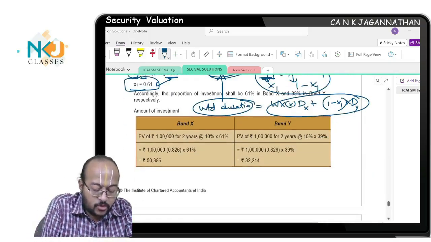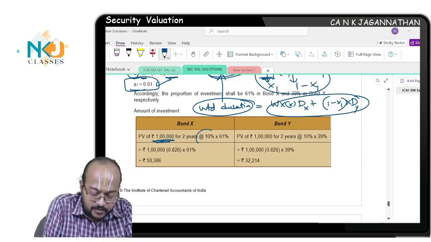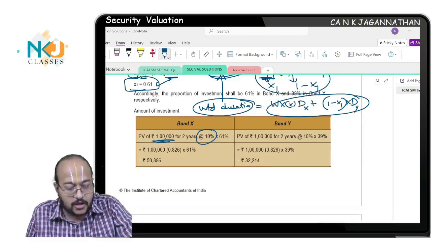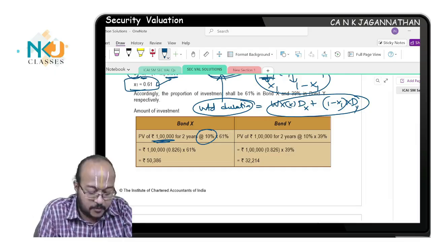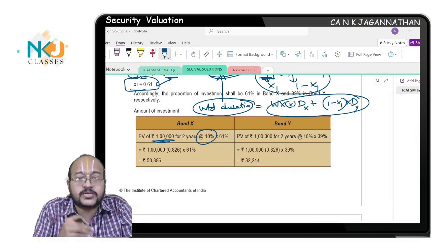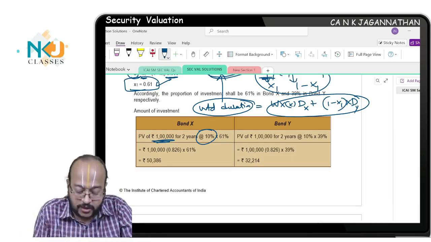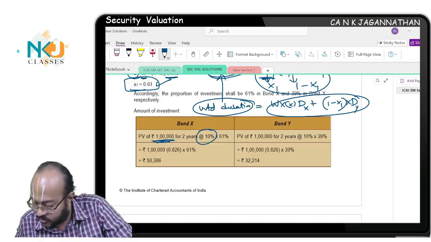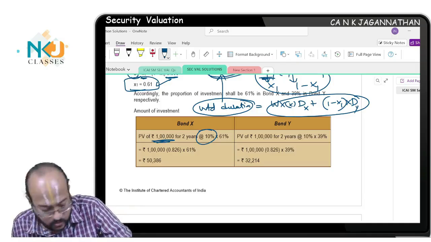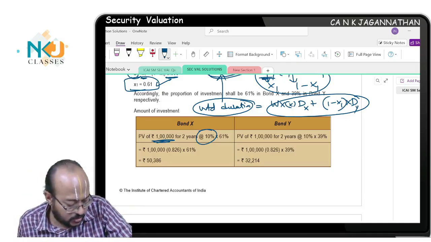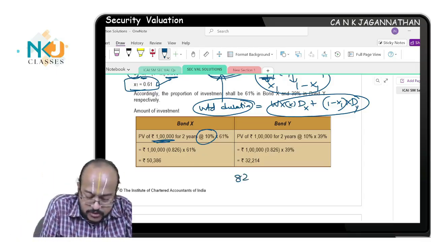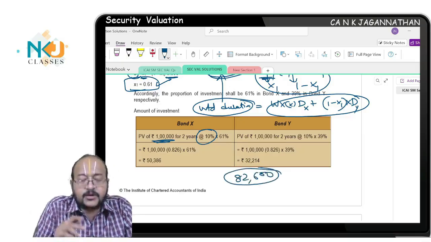Are you understanding? Amount of investment: present value of 1 lakh for 2 years at a 10% discounting rate, the current yield. You discount it, bring it to present value terms, and take 61% of it. This is the amount you need to invest today. See, very simple. 1 lakh into, I'll take the calculator, the present value factor for 2 years at 10% is 0.826. So 82,600 is the amount of investment you need to make today.